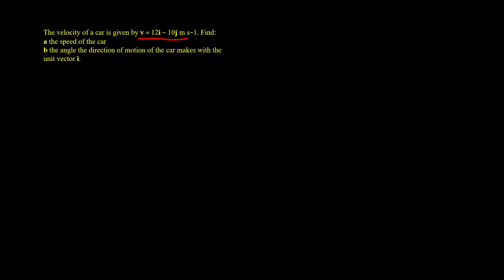Question number 2 from exercise 8D. The velocity of the car is given by v is equal to 12i minus 10j meters per second. Find the speed of the car, and the angle the direction of the motion of the car makes with the unit vector i. This velocity has been given to us in vector form. By vector form, we mean that it has been expressed as a sum of its x and y components. This part 12i and this part minus 10j represent the x and y components of this velocity vector.